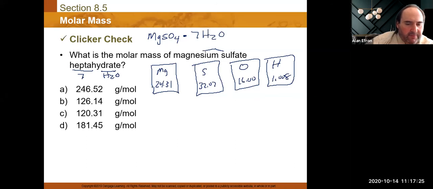So as we talked about previously, when you're dealing with a hydrate and you want the molar mass, it is everybody that is there. So that means we just need to add up all the parts there.